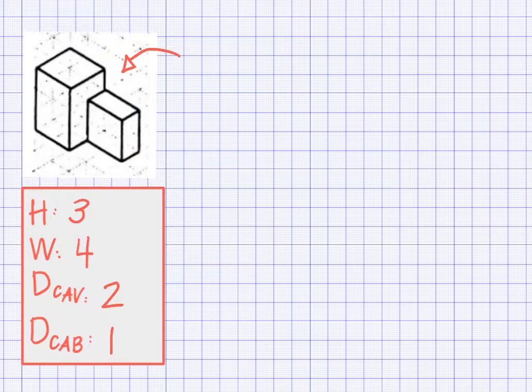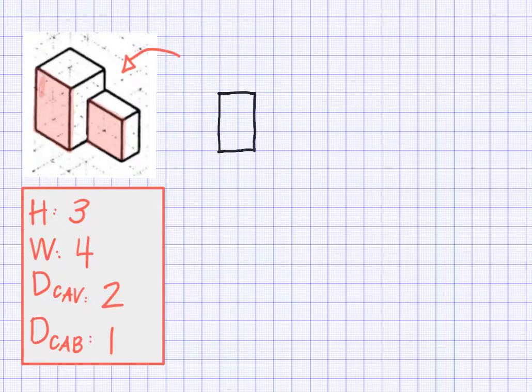Before I begin, I want to identify the faces that are going to be in their true shape, which are these two rectangles here. I'm going to start off by drawing this first one that I'm shading in right now. That's going to look something like this. I have a height of 3, a width of 2. I'll go ahead and draw that line a little bit straighter, just like that.